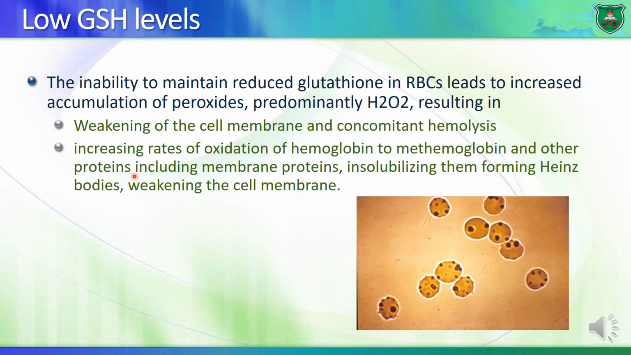Now, what also happens is that there would be a higher level of methemoglobin as well, because the rate of oxidizing iron would be high as well. Now, what will happen in this case is that the hemoglobin molecule, predominantly, as well as other molecules, would start to become insoluble, and they aggregate, forming what is known as Heinz bodies. And you can see these Heinz bodies in these cells right here.